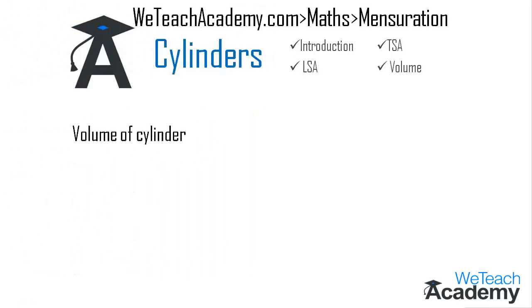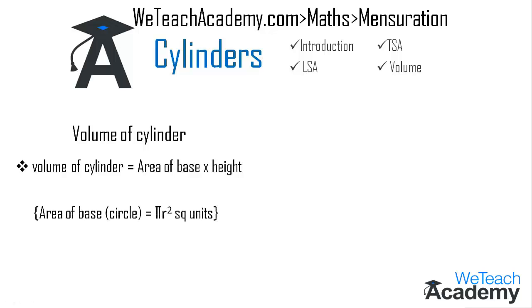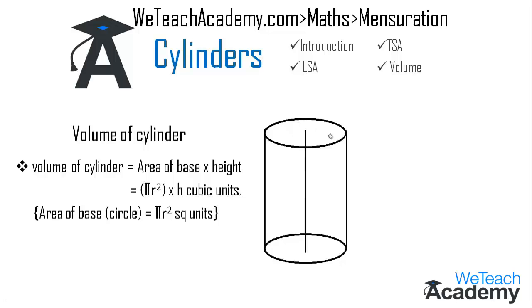Volume of cylinder is given by just multiplying the area of base into the height h. Here the area of base, that is a circle, is equal to pi r square. So we get here pi r square into the height h. Volume of cylinder is given by the formula pi r square h cubic units, and here volume includes the area of all the surfaces and also the amount of space inside the cylinder.